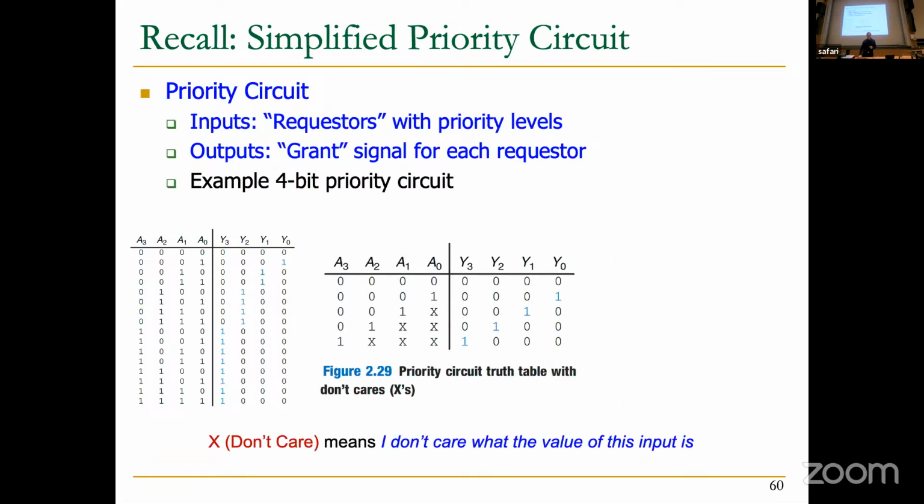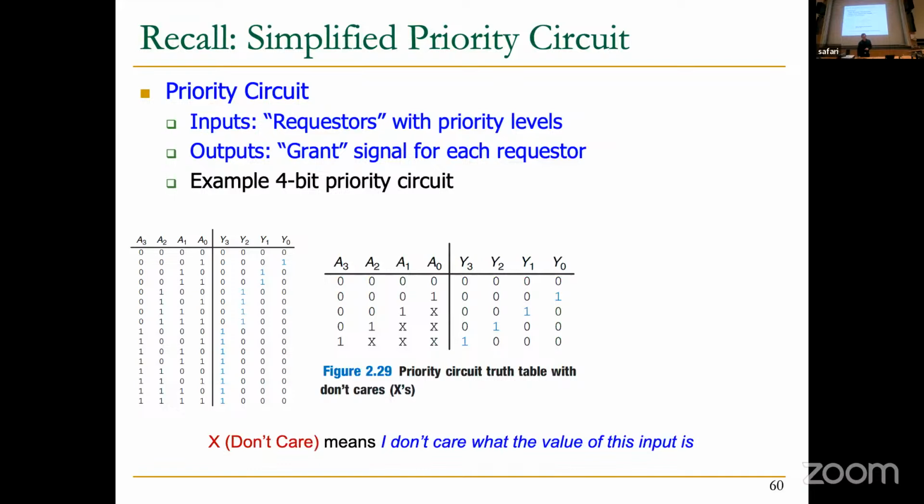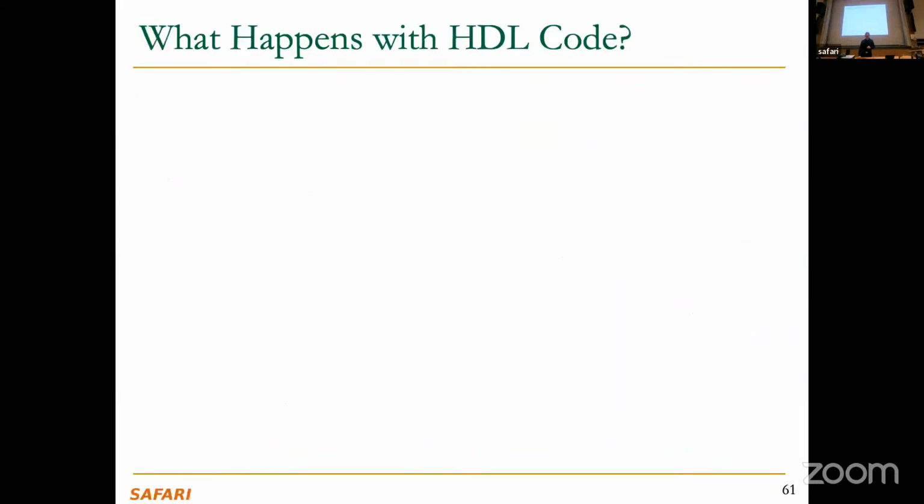Recall that this X should not be confused, unfortunately, with the don't cares, even though a correspondence can be made. If you remember the simplified priority circuit, we had requesters with priority levels, and a grant signal for each requester. We had a 4-bit priority circuit. If, for example, A3 is requesting some bus, it's granted regardless of whatever the other requesters are doing. So A3 has complete priority over others, and we reduced that table using don't care. So the X that we use over here is don't care. It's different from invalid. At some level you can think of don't care as invalid, but it's good to separate the concepts, so that you don't confuse these two things.